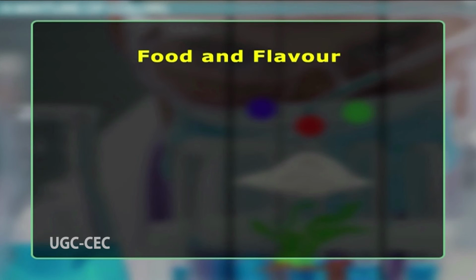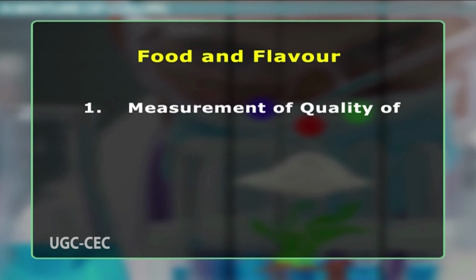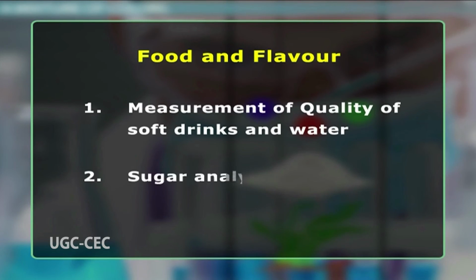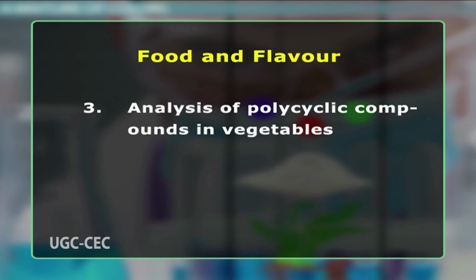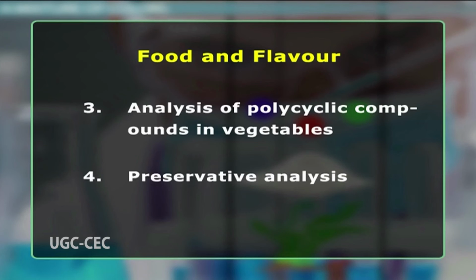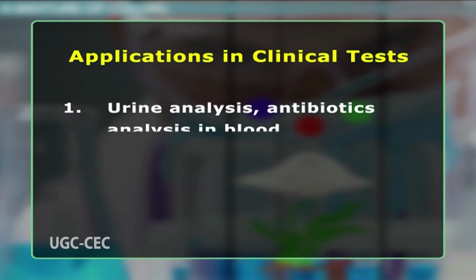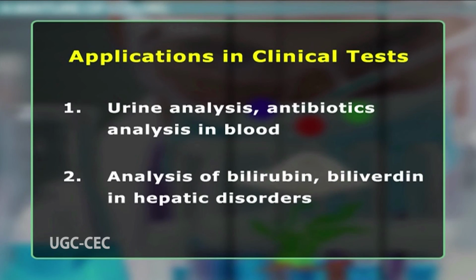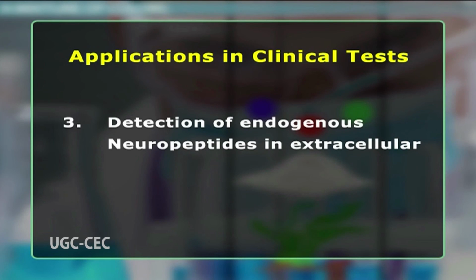Food and flavor includes measurement of quality of soft drinks and water, sugar analysis in fruit juices, analysis of polycyclic compounds in vegetables, and preservative analysis. Applications in clinical tests include urine analysis, antibiotic analysis in blood, analysis of bilirubin in hepatic disorders, and detection of endogenous neuropeptides in extracellular fluid or brain, etc.